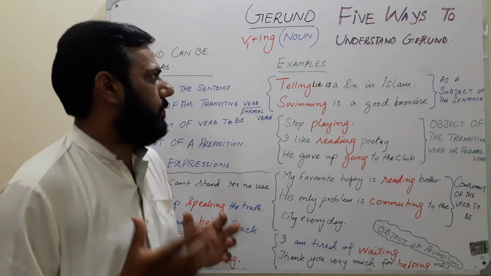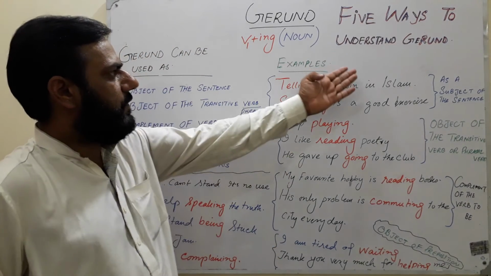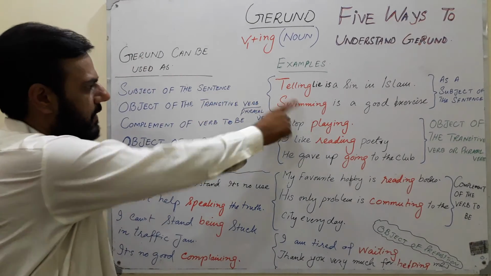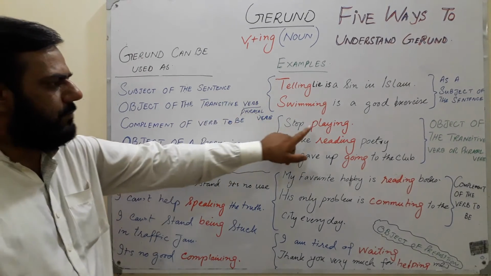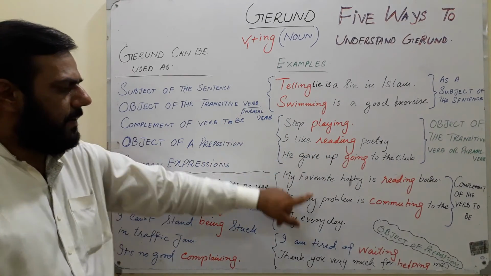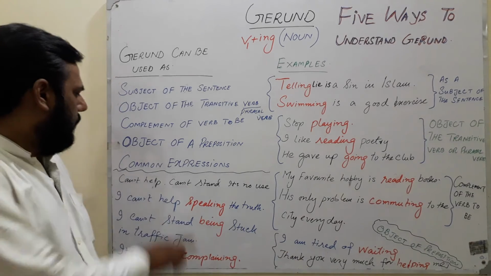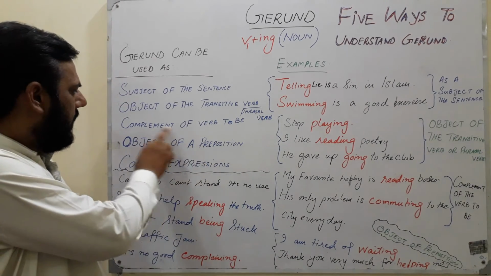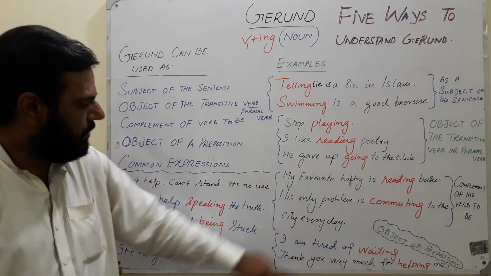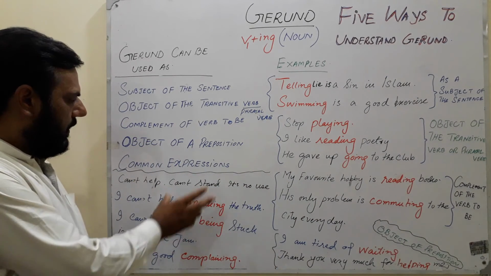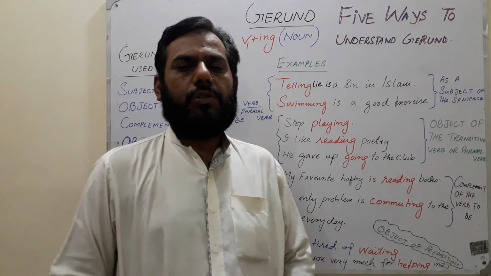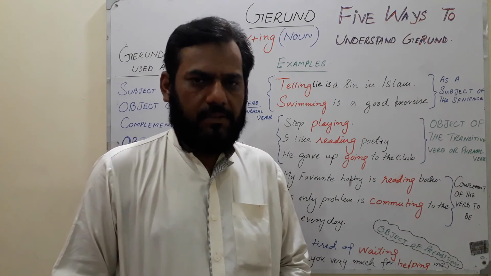So let's take a quick look. I have told you the 5 ways to understand the gerund. First, subject of the sentence. There are the examples. Second, object of the transitive verb or phrasal verb. Third, object of the preposition. Fourth, complement of the verb to be. And last but not the least, common expressions. So these are the 5 ways of using a gerund in grammar.